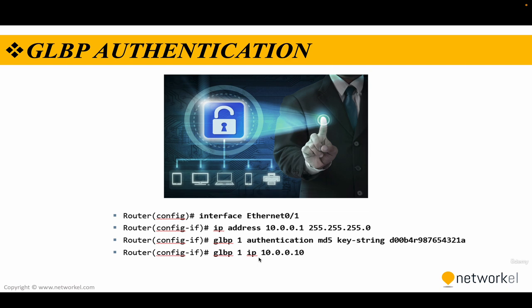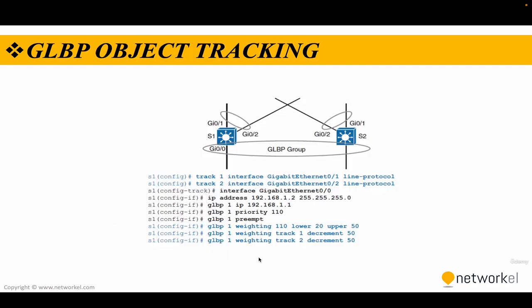So this is how we configure GLBP authentication. It is again very similar to the other protocols, and it supports MD5 here also. And this is how we configure GLBP object tracking and interface tracking as well. Pay attention, it is almost the same thing as with HSRP and VRRP.